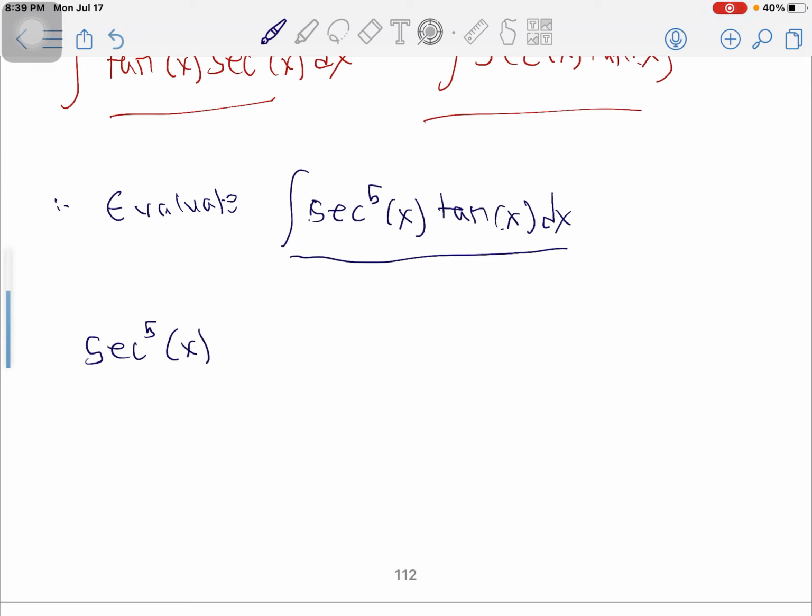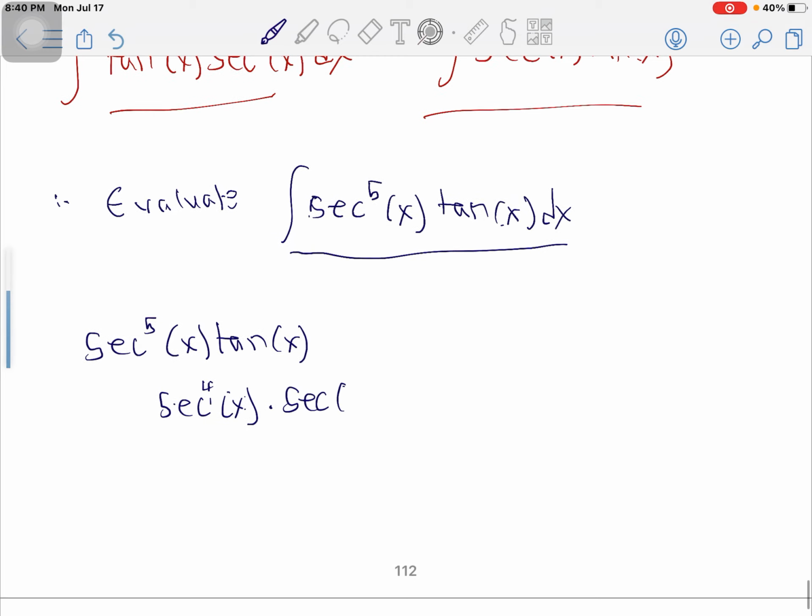In doing that, we will start by rewriting this sec to the power 5 of x multiplied by tan of x as, we need to reduce this, so as sec to the power 4 of x, and then we have reduced it by 1 because it's an odd power. And then sec x. So now when we multiply them together, we are going to get back this sec to the power 5 of x. And then don't forget that we have a tan x here, so we have tan x.